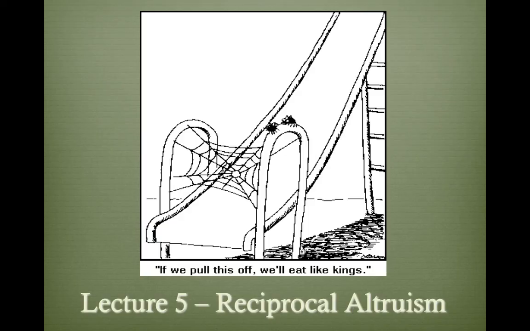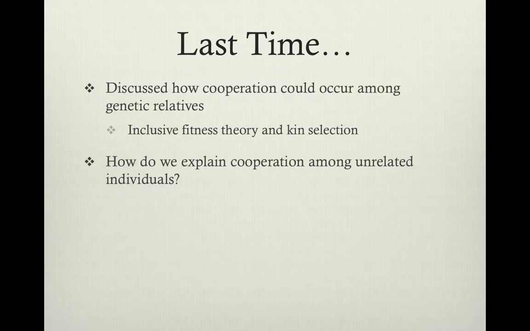With Lecture 5, we bring ourselves to this concept of reciprocal altruism. We've already talked about how seemingly altruistic behaviors can be favored, certainly among close kin, as explained by Hamilton's rule and the idea of inclusive fitness. But now we're going to address how cooperation might emerge among individuals who aren't related.